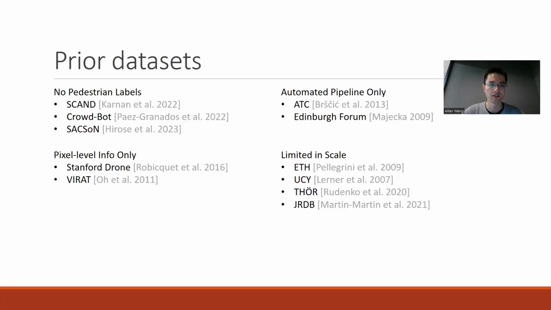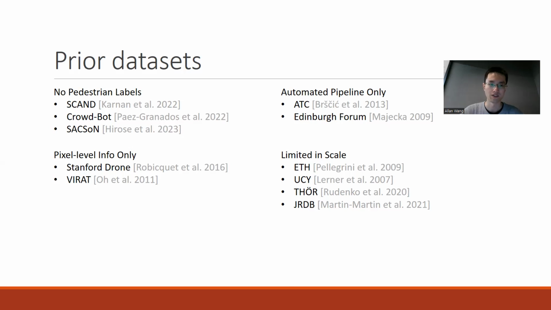Prior datasets often have several limitations. Recent datasets all favor quantity, so they do not label pedestrians. Other datasets often only contain pixel-level information in the form of, for example, bounding boxes, or their labels are only produced by an automated pipeline, which may contain errors. Datasets who have good labels of pedestrians are often limited in scale.